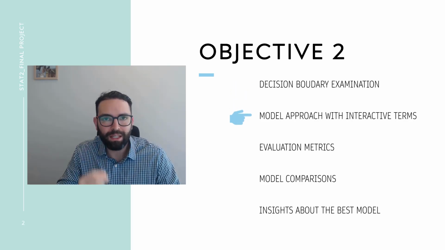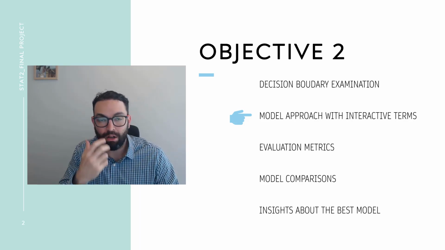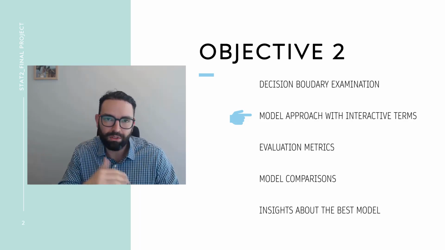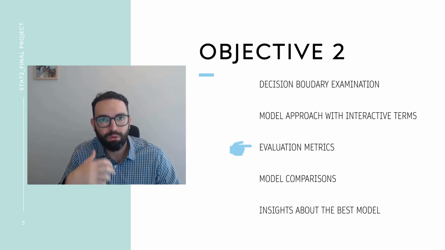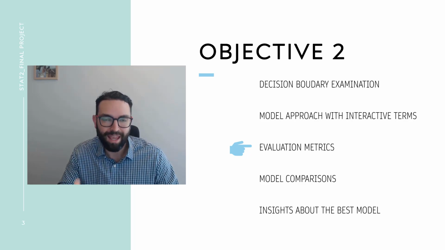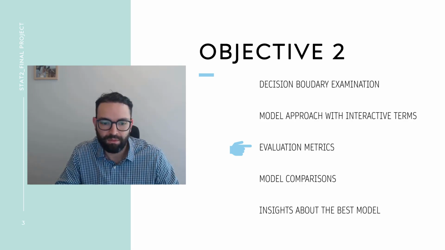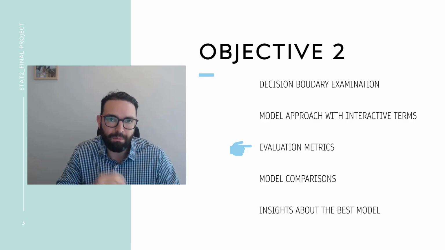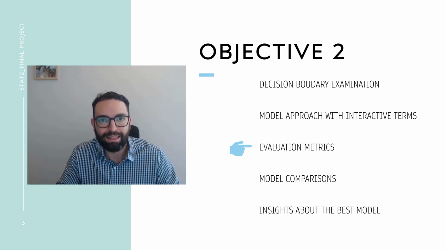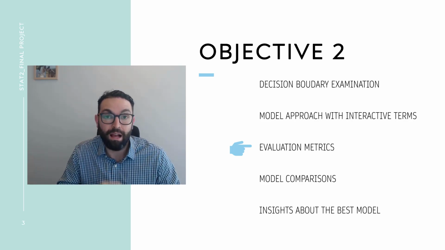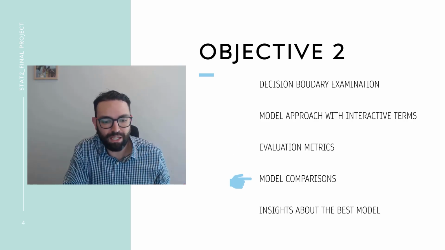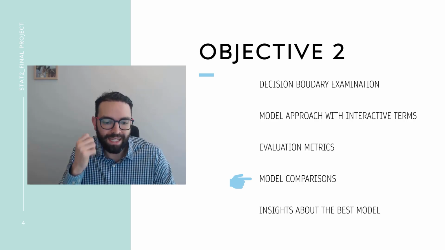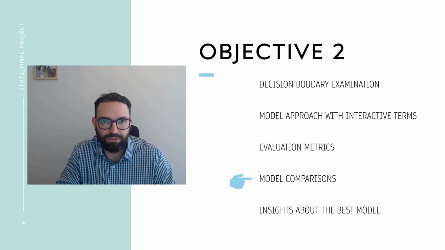Then, we will build different models, including a complex model. In this one, we will take into account different interaction terms. Another model we will build is a QDA model, and finally a non-parametric model based on random forest. On top of that, we will examine the most important metrics to measure the performance of the model. And finally, we will compare these models using these metrics. We will discover which model is better based on these factors.